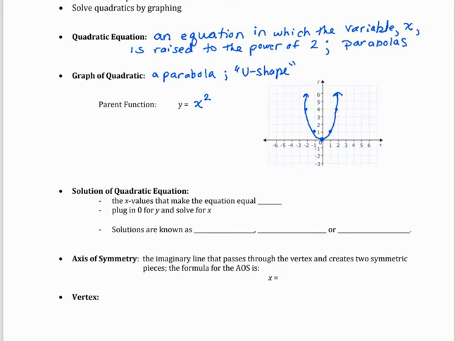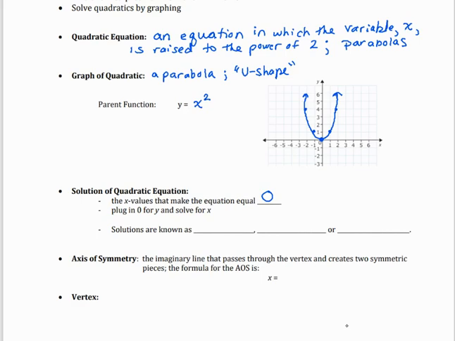Solutions of a quadratic equation. We can find solutions in lots of ways. Algebraically, we can find them by plugging in 0 for y and solving for x. Graphically, we can find them by looking at the x-axis. So, solutions of a quadratic equation are the x values that make the equation equal 0. So again, algebraically, plug in 0 for y and solve for x. That could mean by factoring, by the quadratic formula, by completing the square, which we will review in further sections.